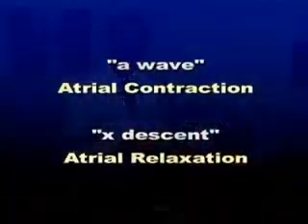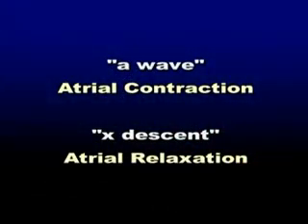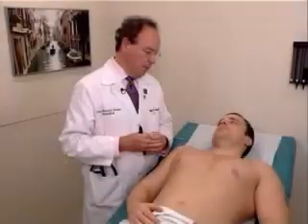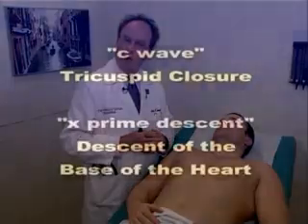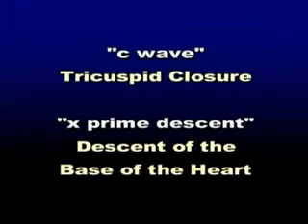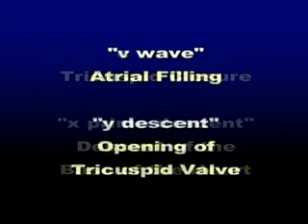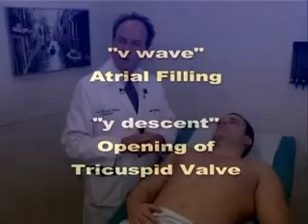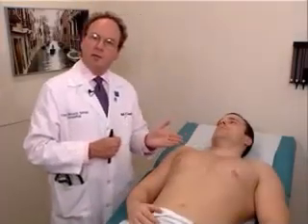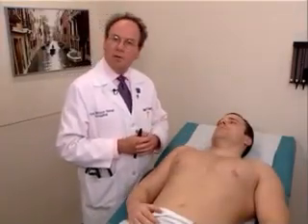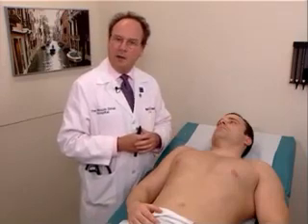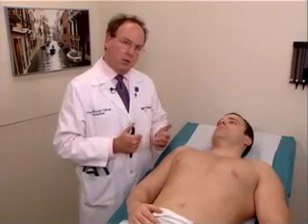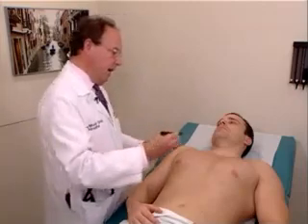You'll remember that the A wave is related to atrial contraction, the X descent is the relaxation of the atria, the C wave is closure of the tricuspid valve, the X prime descent, which is descent to the base of the heart, and the V wave is atrial filling, which culminates with the Y descent, which is when the tricuspid valve opens. Any abnormality of the valves or compliance of the valves or of the ventricle will give you an abnormality of these particular waveforms. So they're really very important to evaluate, and they're done in this manner.